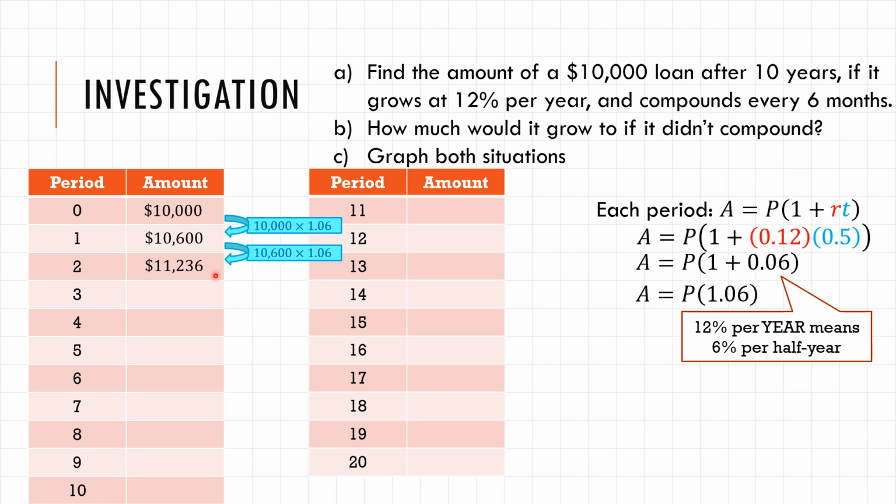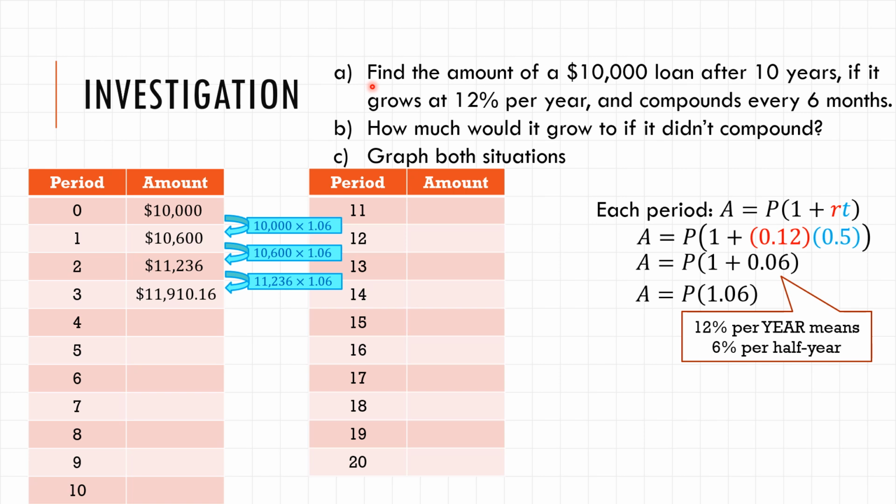To find out how much it will be after 3 periods, I can take this number and multiply it by 1.06 to get $11,910.16. So pause the video right here, fill out this table, find out how much it would grow to if we did not compound. So in other words, use the simple interest formula to find out how much it would grow to after 10 years, and then plot both of those situations on a graph. And this should take you about 10 or 15 minutes.